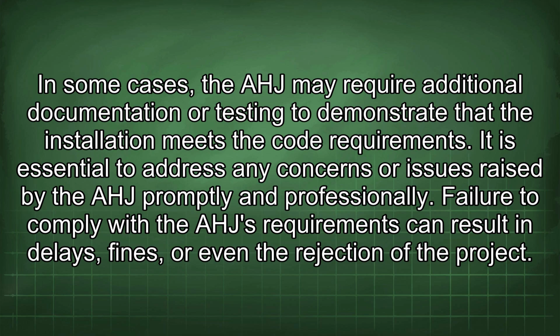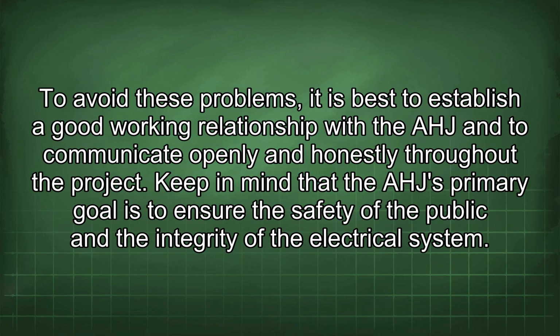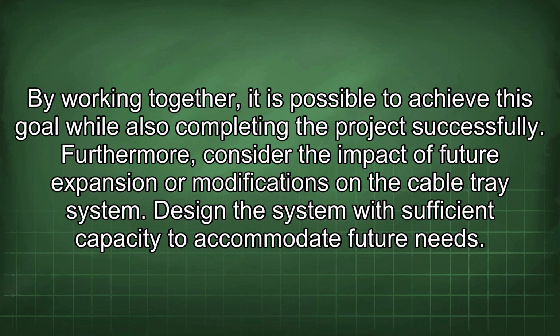Failure to comply with the AHJ requirements can result in delays, fines, or even the rejection of the project. To avoid these problems, it is best to establish a good working relationship with the AHJ and to communicate openly and honestly throughout the project. Keep in mind that the AHJ's primary goal is to ensure the safety of the public and the integrity of the electrical system. By working together, it is possible to achieve this goal while also completing the project successfully.